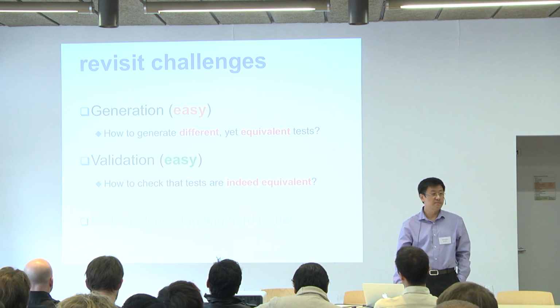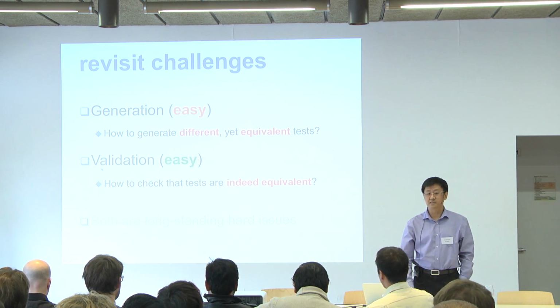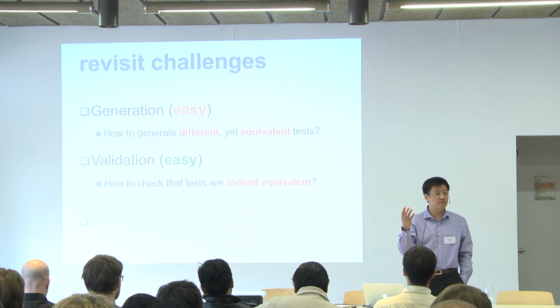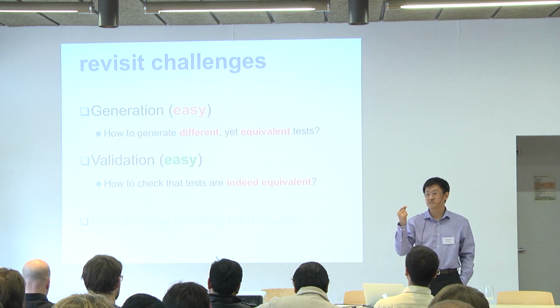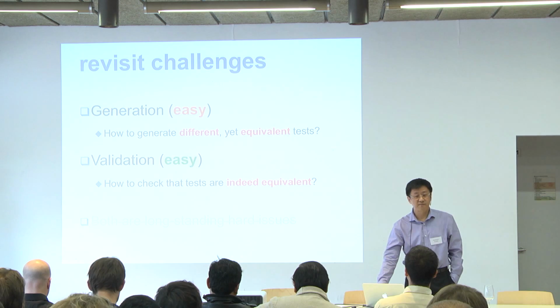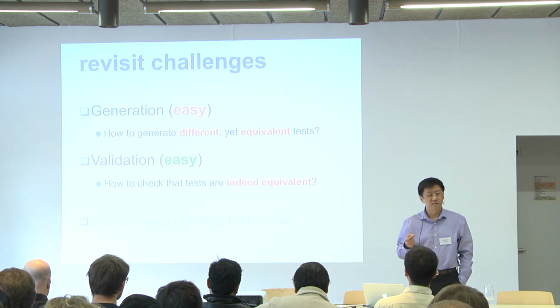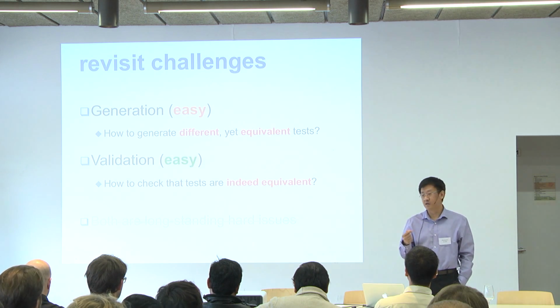Now let's go back to the two challenges. Generation is super easy. And validation is also super easy. Why? Because you can just compile any variant, run it on the same input I, and compare the output. That's pretty much the basic idea behind the approach that helped us find this gigantic number of bugs in GCC and LLVM.